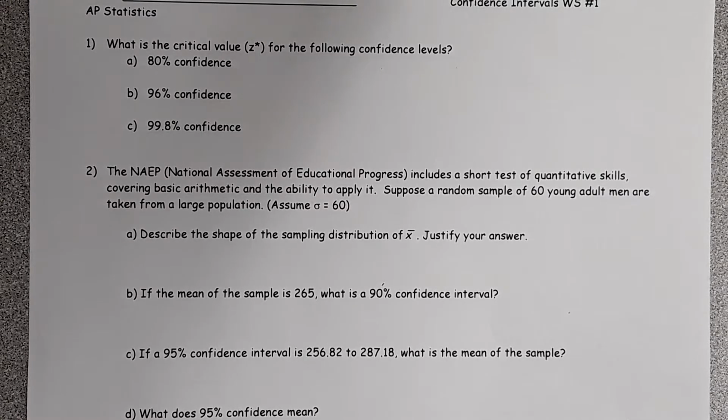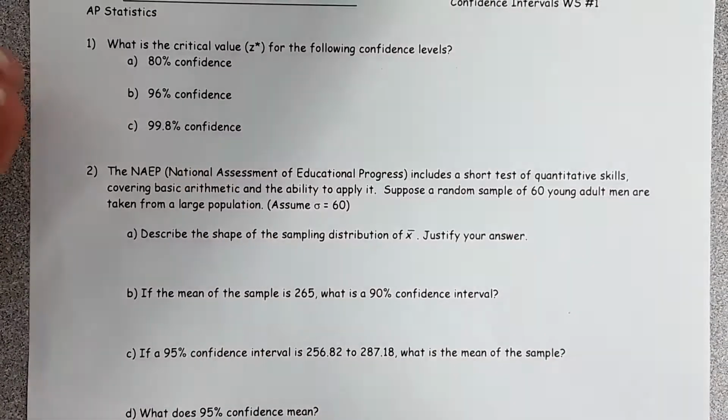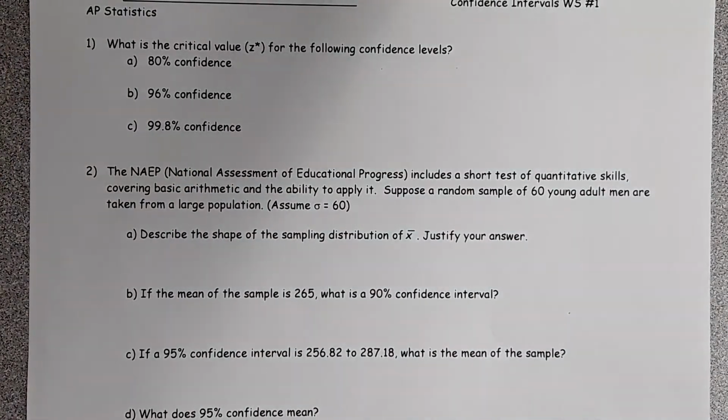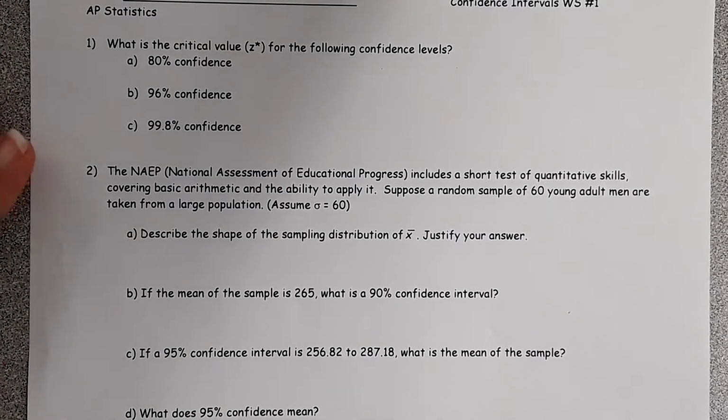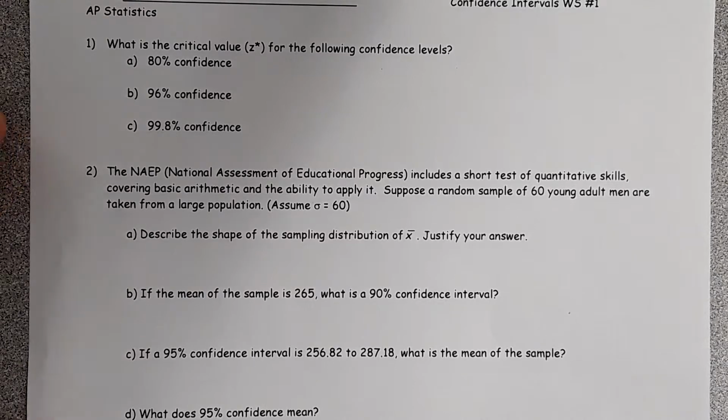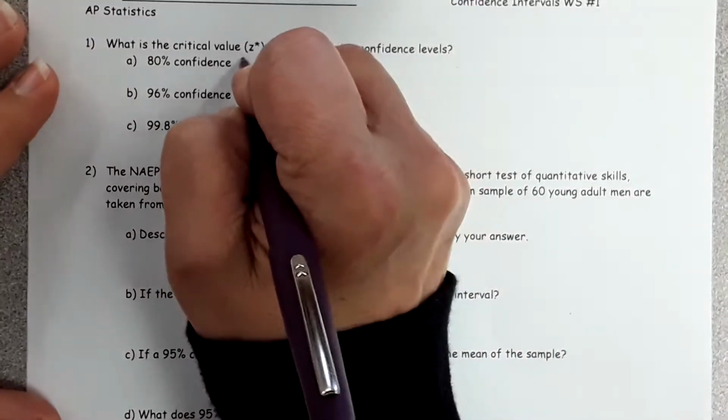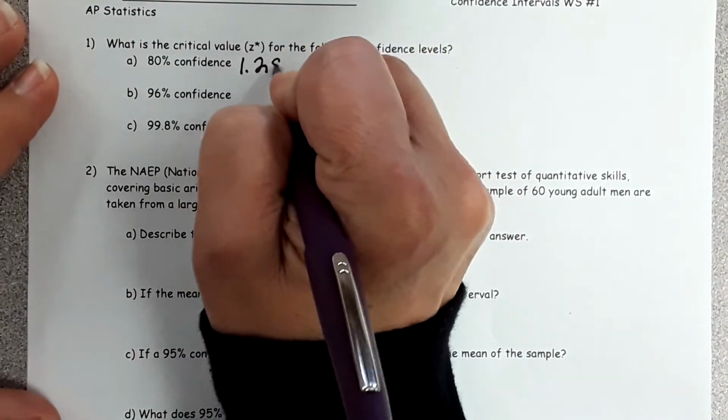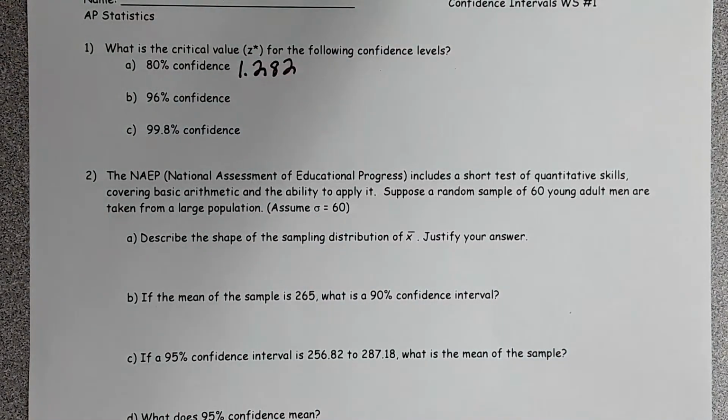Okay, so what is the critical value of Z star for the following confidence intervals? What did you guys get? How did you look it up? You got 1.282. Okay. Does anyone have a formula sheet?